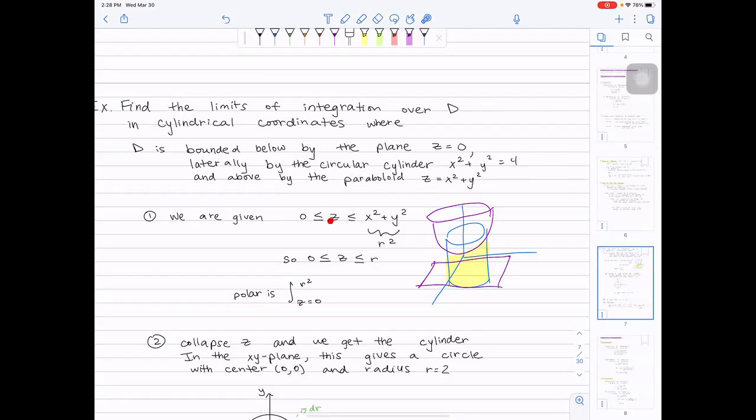So for z, if we draw lines in increasing z direction, we have to enter the xy plane first. So we enter z equals 0. Then we exit at this paraboloid part because we said that it's bounded above by the paraboloid. What is z equals x squared plus y squared written in polar or cylindrical coordinates? Well, that's z equals r squared, our paraboloid. So our bounds for z are 0 to r squared.